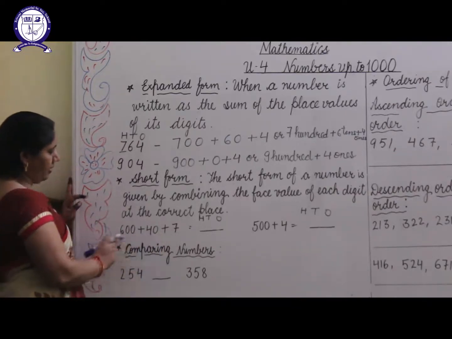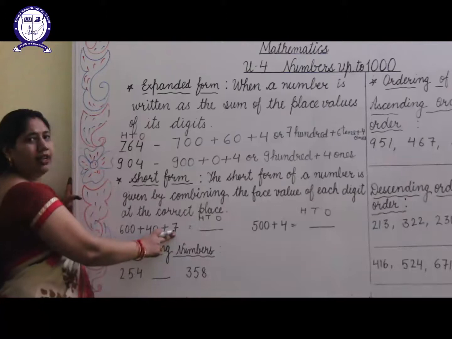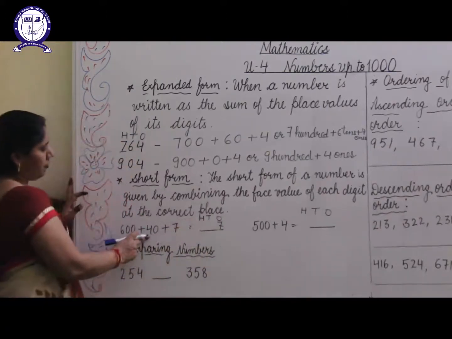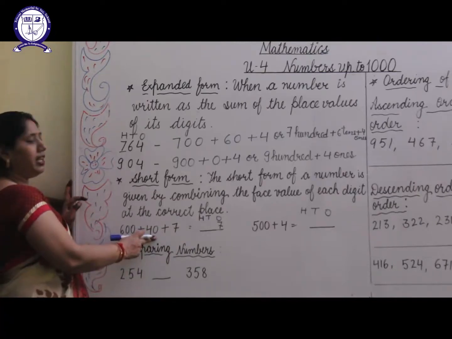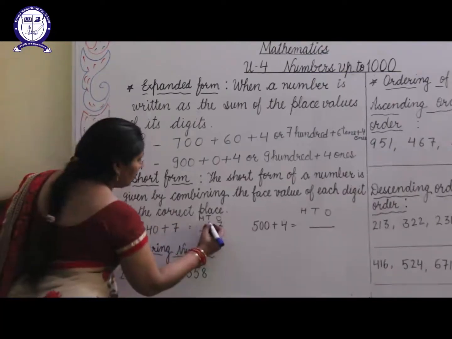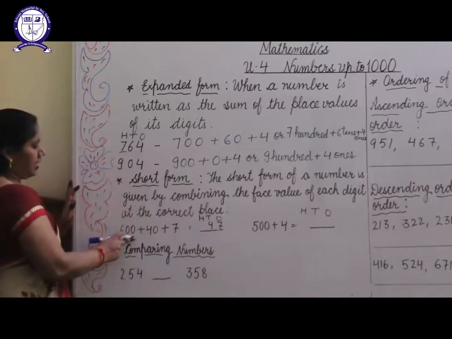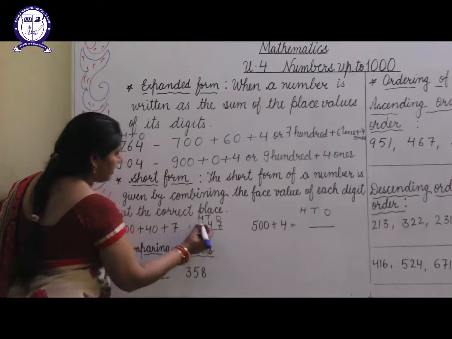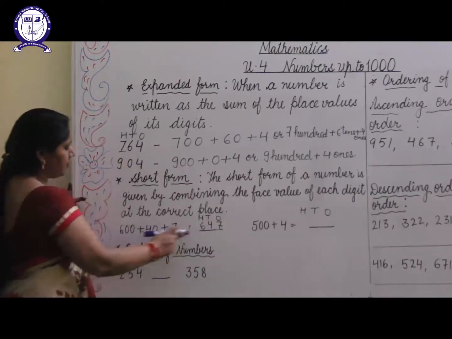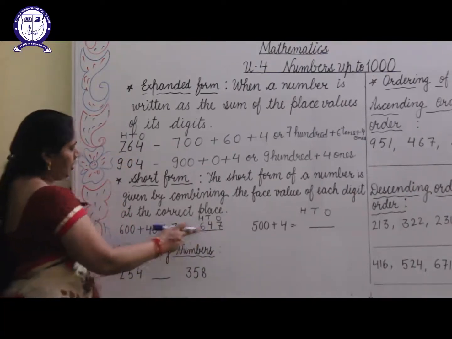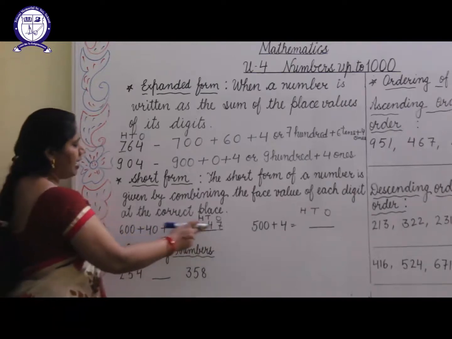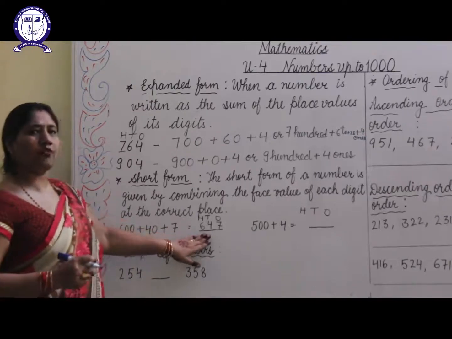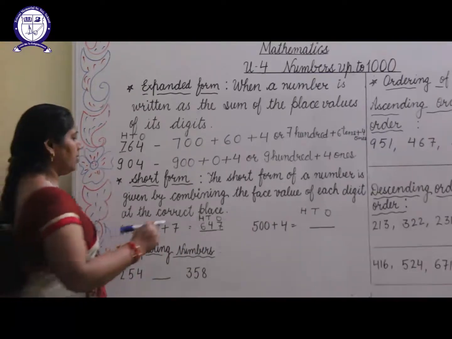So students, look here, 7. The face value of 7 is 7. That is on the ones place. 40, the face value of 40 is 4 only, so it is on the tens place. And the 600, its face value is 6. Face value of 600 is 6. Face value of 40 is 4. And the face value of 7 is 7. And they are on the correct place. So students, this is the short form of the number.